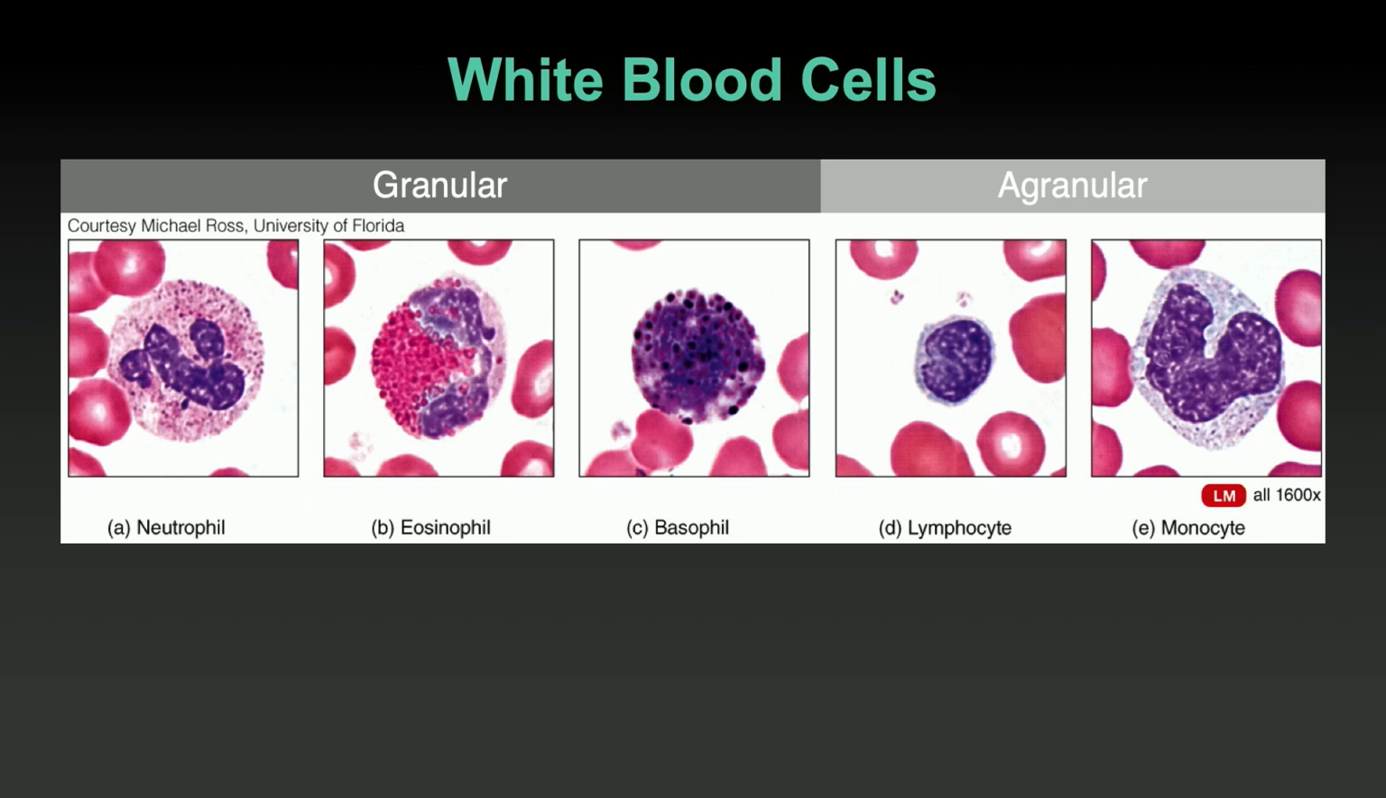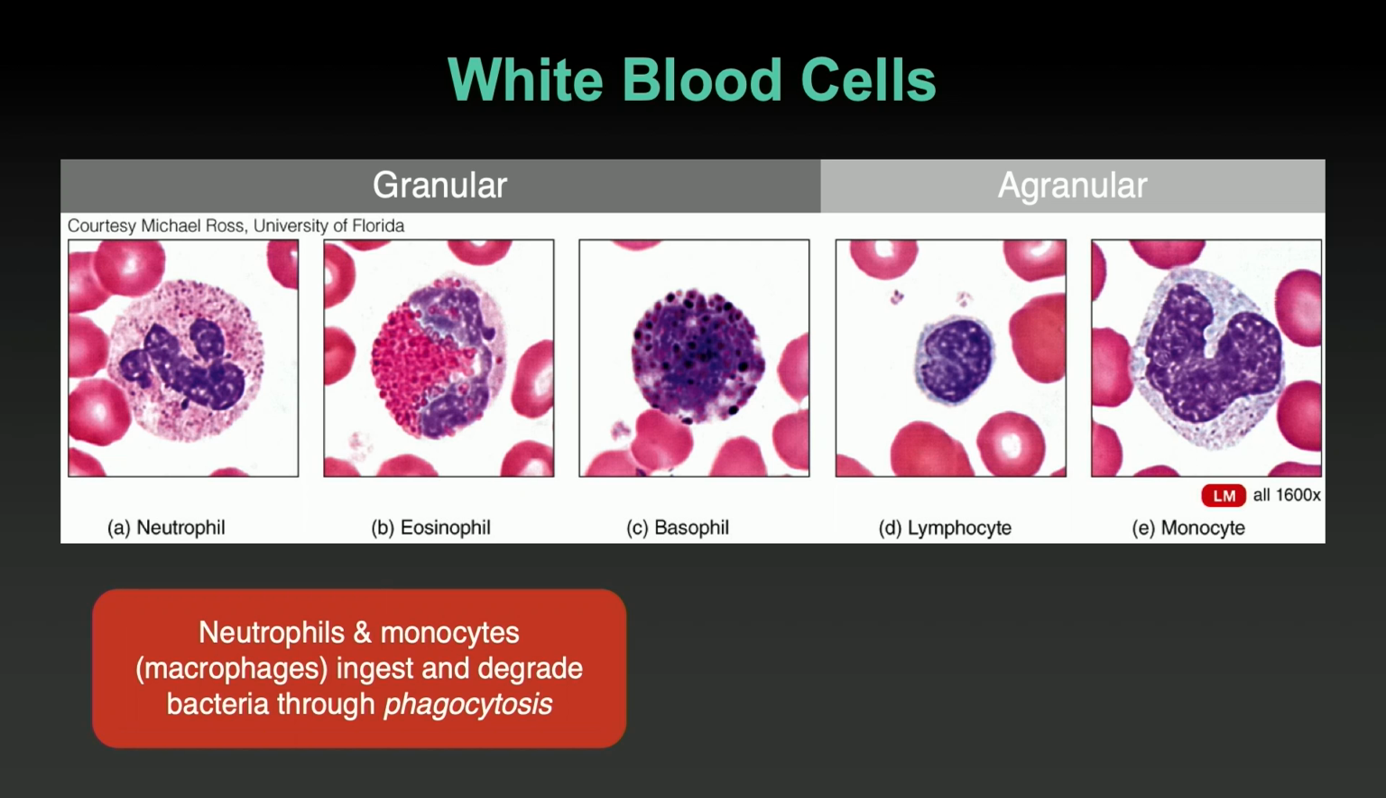And some noteworthy cells, neutrophils and monocytes. Monocytes end up becoming macrophages, which you might have heard about before. That's not too important, but that's where macrophages come from. They're differentiated monocytes. Those two types of cells destroy bacteria and other invading pathogens through phagocytosis, which is a process that you've seen before.